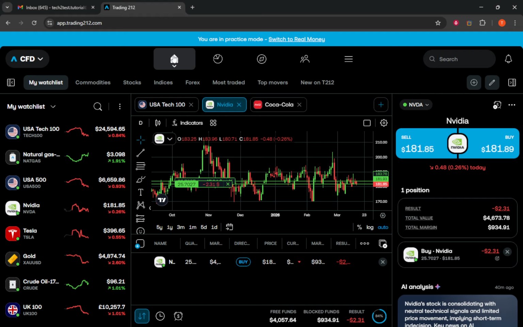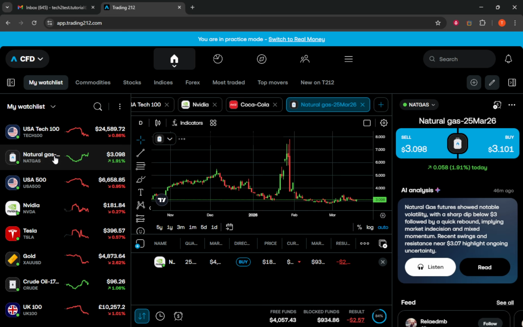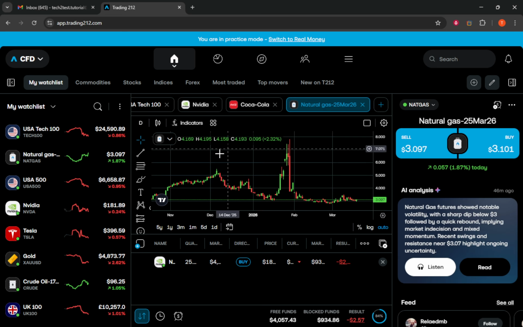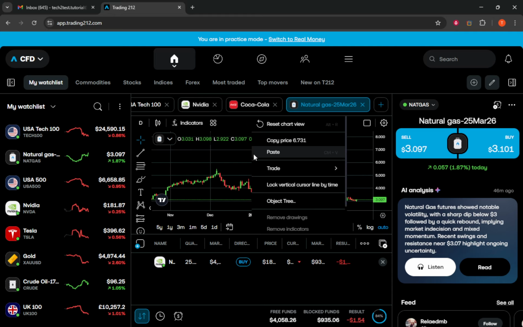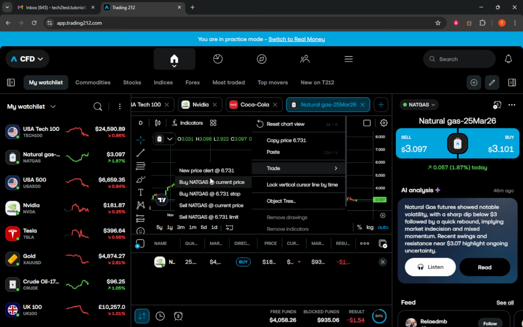Think of it as a plan you set up in advance, so your emotions don't have to make decisions in the heat of the moment. Let's start with how to add a stop loss while you're placing a new trade on desktop. First, search for the stock or asset you want to trade and open its page. Click Buy if you're going long, or Sell if you're shorting or using CFDs.